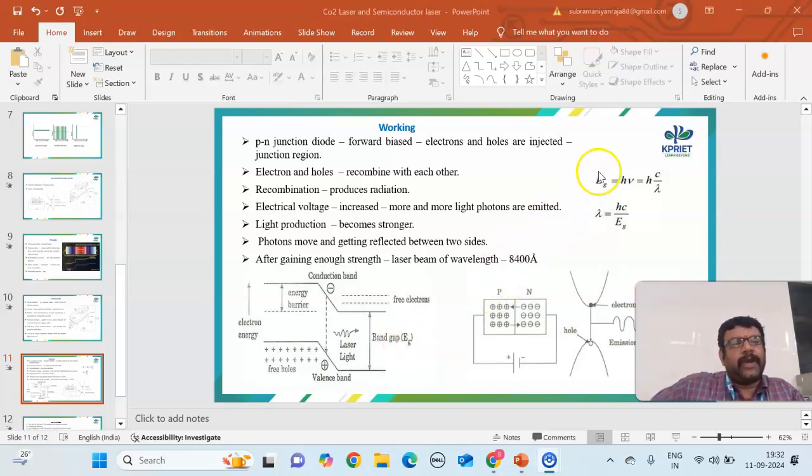Now we are going to calculate the wavelength of the laser light emitted. We know the relation E is equal to h nu, where h is Planck's constant and nu is the frequency of the emitted light. We know that nu is related to the velocity of light and the wavelength of light. So we substitute nu is equal to c by lambda in the next step. We get Eg is equal to hc by lambda. Cross multiplying lambda and bringing Eg down, we can write lambda is equal to hc by Eg.